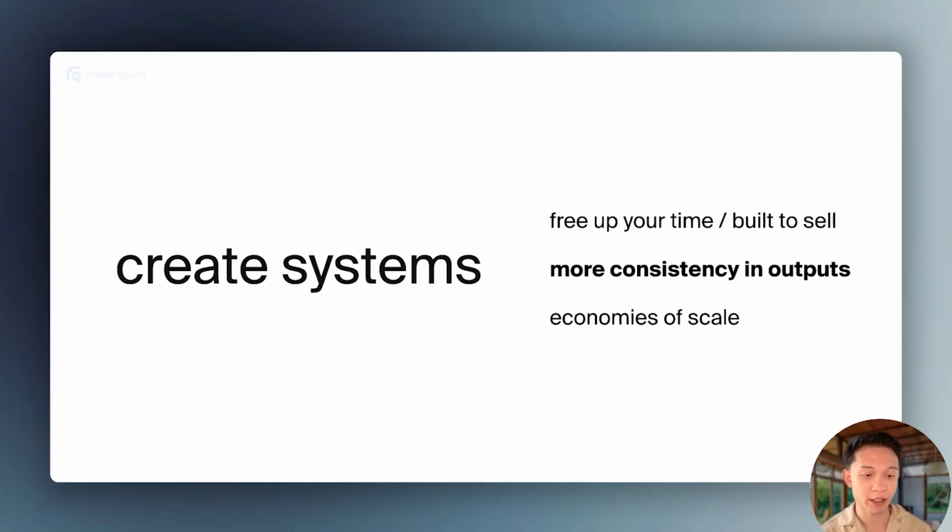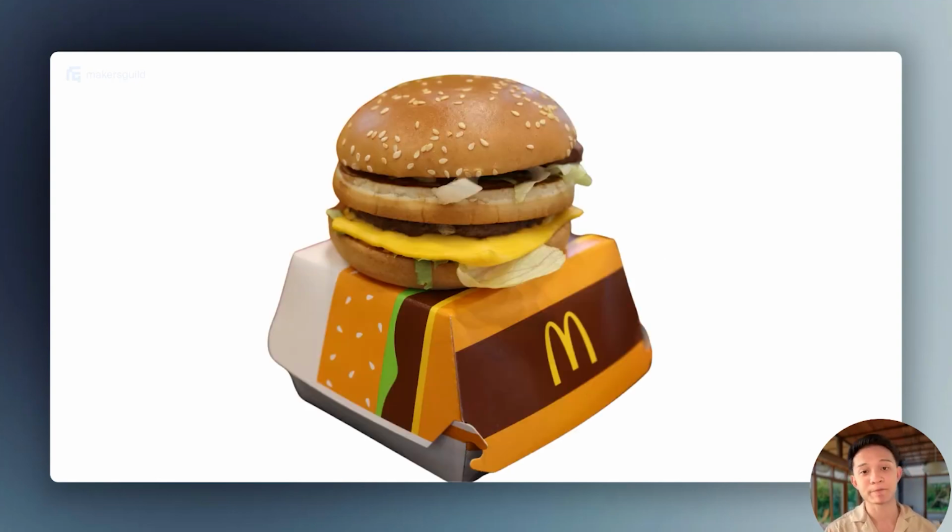The next benefit is more consistency in outputs, right? I think the best analogy I like to use is McDonald's, right? So whether you like McDonald's or not, you might think it's a shitty burger, but at least it's consistently shitty, right?